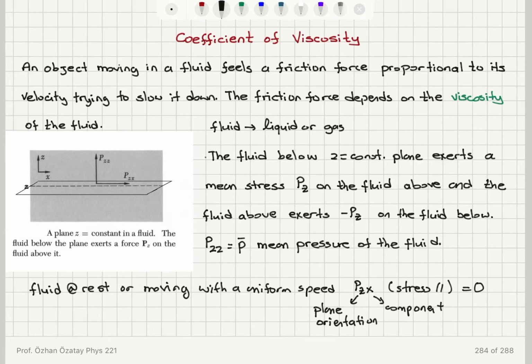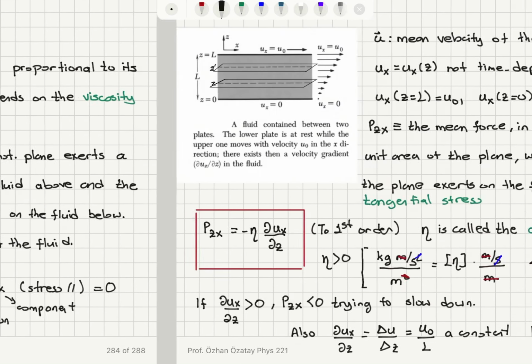So if the fluid is at rest, or if it's moving with a uniform speed, there is no x component of this stress. So across the z equals constant plane, there is no tangential force being applied by the fluid moving below it, because it's either at rest or moving with a uniform speed. This is due to Newton's laws of motion, basically. F net equals ma, so if there is no acceleration, there is no force. So uniform speed or fluid at rest implies that there is no net force being applied.